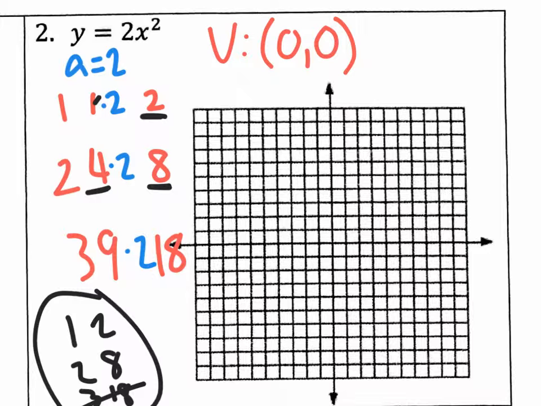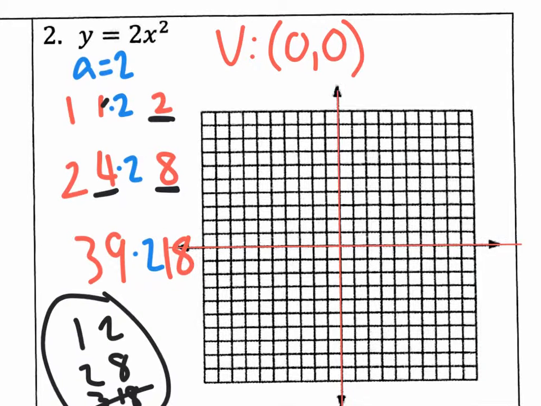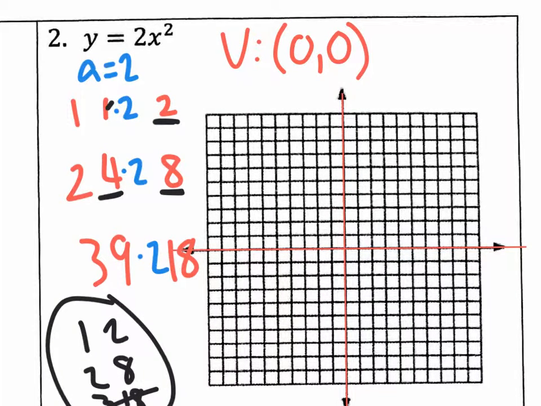Actually, let me make this graph a little bit nicer. Check it out. So I think that makes it a little better. Let's go to the vertex 0, 0. We're going to put a dot right at the center, 0, 0.